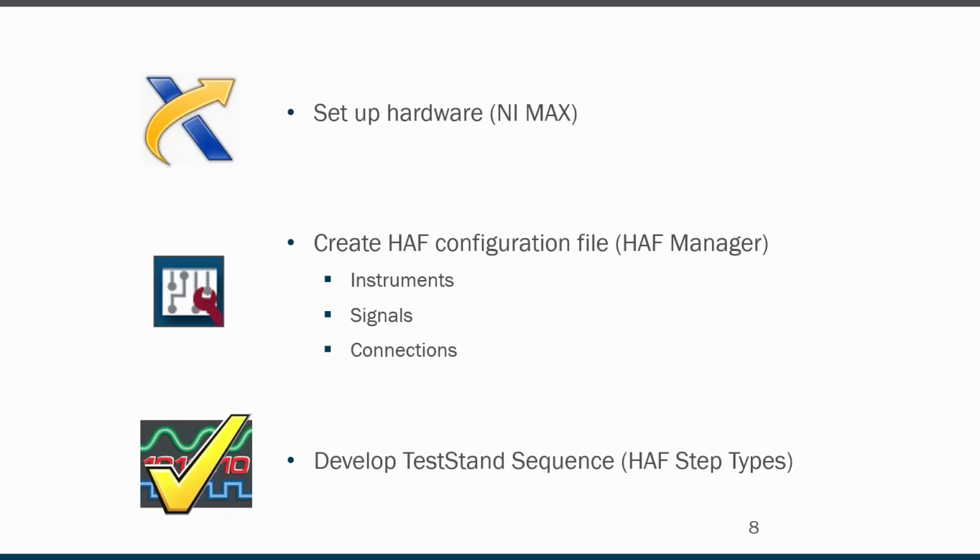The remainder of this video will walk through the steps to create our example measurement, including setting up our hardware using NI MAX, creating our channel configuration file using the Hardware Access Framework Manager, and developing our TestStand sequence using the custom step types. Note that as with the majority of test sequence development using the Hardware Access Framework, no custom coding will be required.